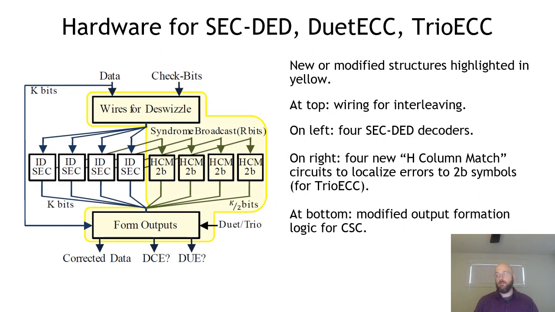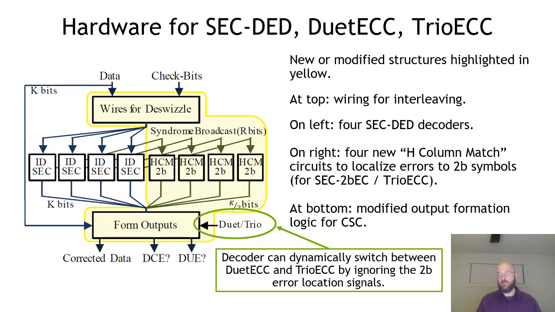The hardware implementation of a SEC-DED ECC decoder, as well as the additions necessary for duet ECC and trio ECC, are shown on this slide. New or modified structures are highlighted in yellow. At the top of the figure, you can see the wiring that is necessary for the interleaving optimization that applies to both duet and trio ECC. On the left, you can see the 4 original SEC-DED decoders. On the right, 4 new H-column match circuits to localize errors to 2-bit symbols for trio ECC. And then at the bottom, the output formation logic is modified to perform the correction sanity check.